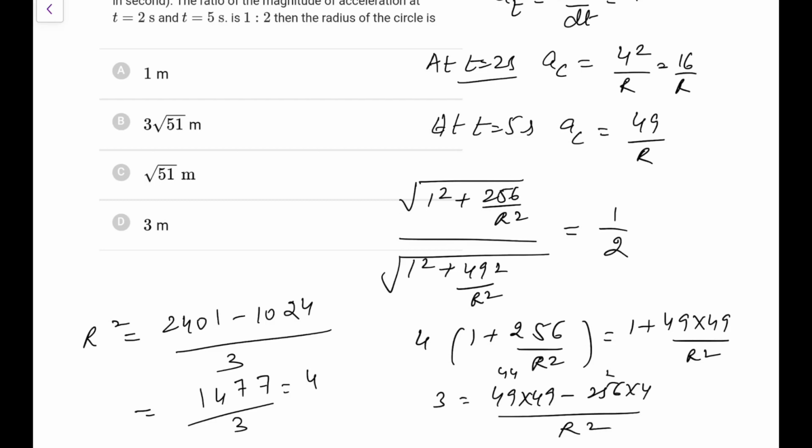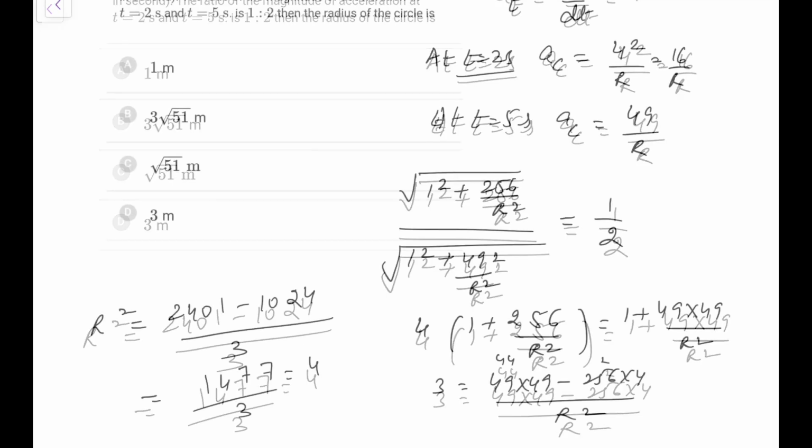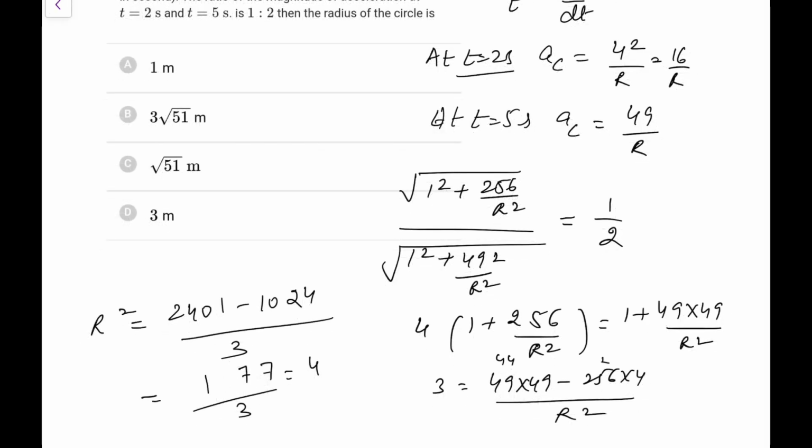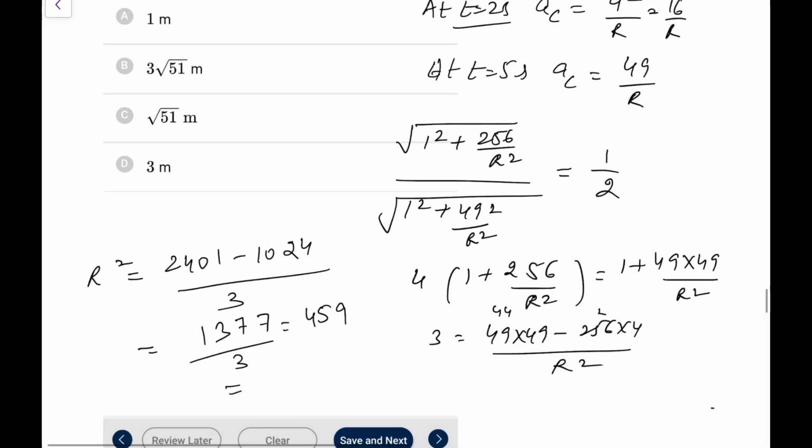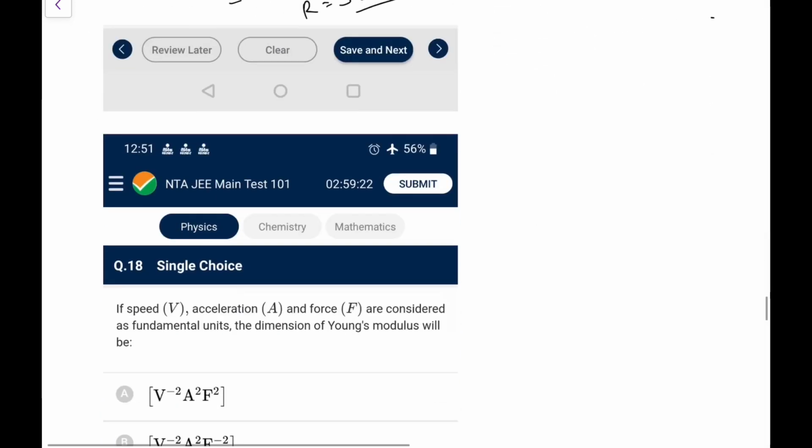So let me check my calculations again. Okay, here I have made a mistake because this was carried away, so it was 1377. So now 1377 by 3 is 459. And if I do this, yes, it is 9 times 51. So r would be 3 times root of 51. Again, a very calculative one. Go for option B. Time taking exercise for us.